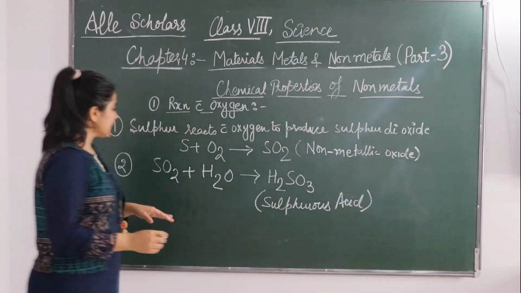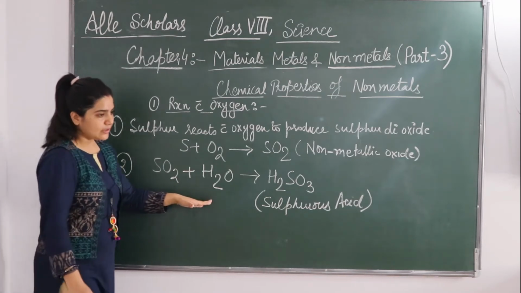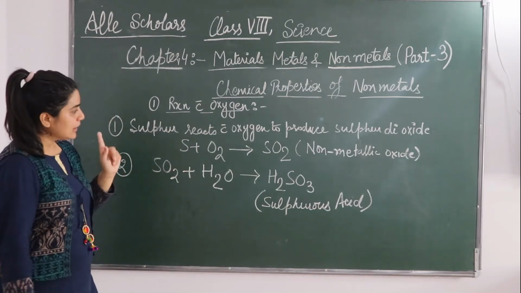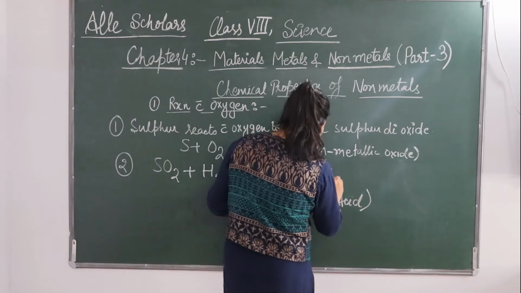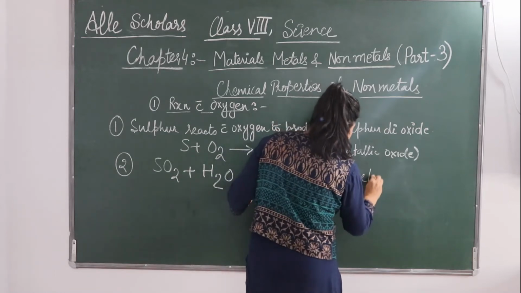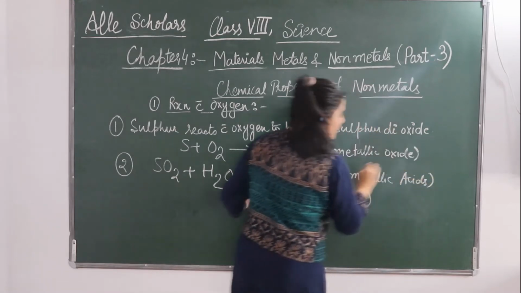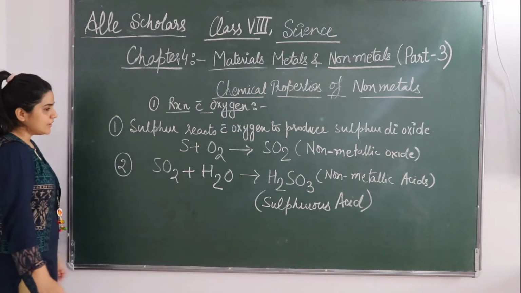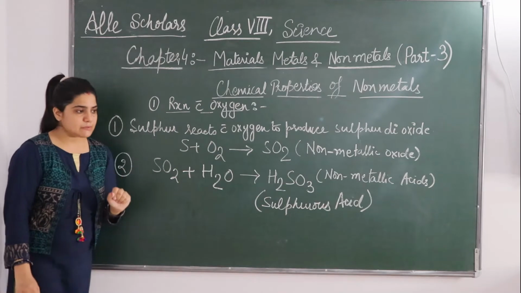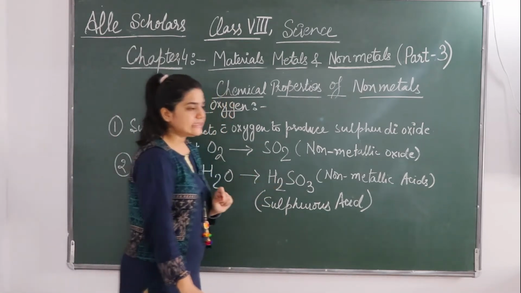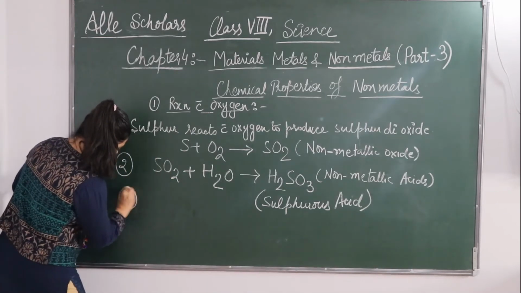And now the second thing is that when a non-metallic oxide is dissolved in water, it gives a non-metallic acid. So the sulfurous acid turns blue litmus to red. If you check it with litmus paper, you will see that the sulfurous acid turns blue litmus paper to red.